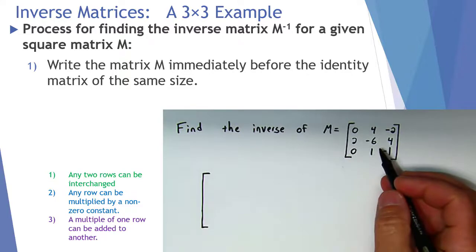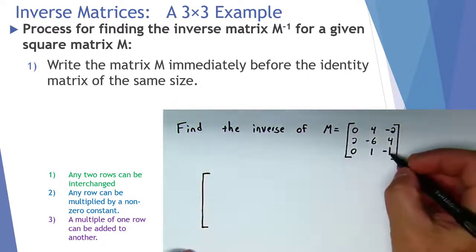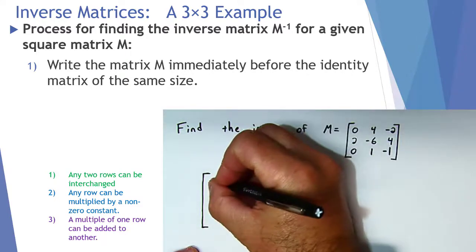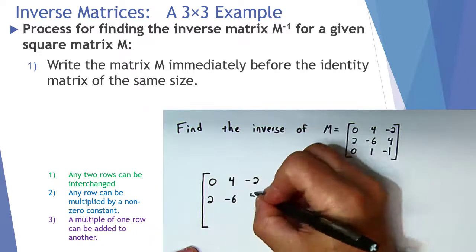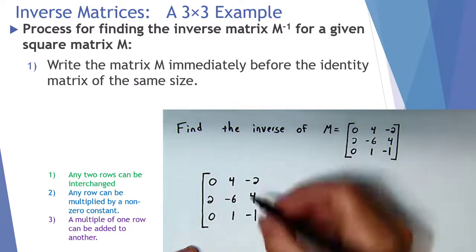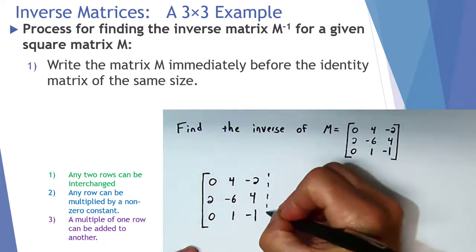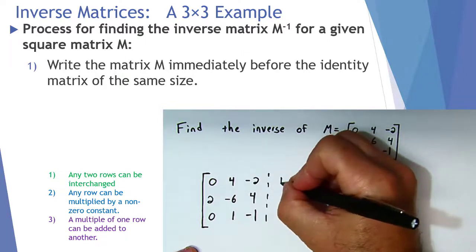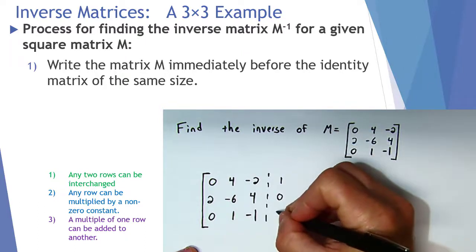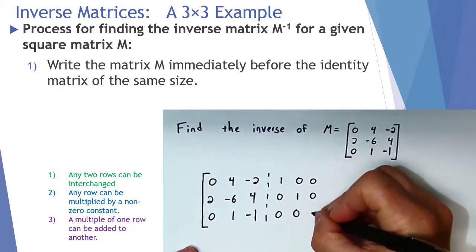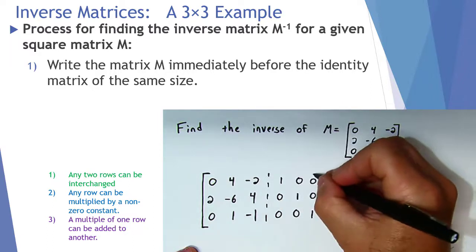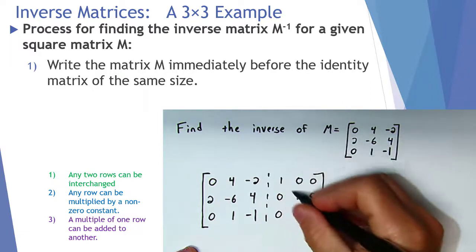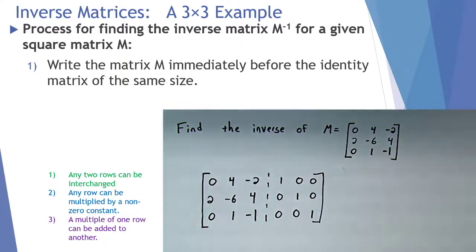Again, we need to write our matrix immediately before the corresponding identity matrix. So this is going to be our matrix, and then we're going to augment it, it's called, when we just tack on another set of columns. And that'll be our identity matrix for a 3 by 3. And there it is, 1, 1, 1 with zeros everywhere else.